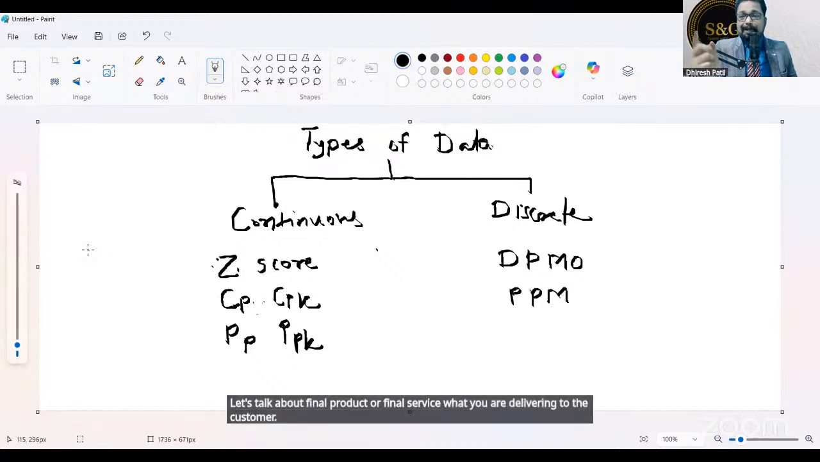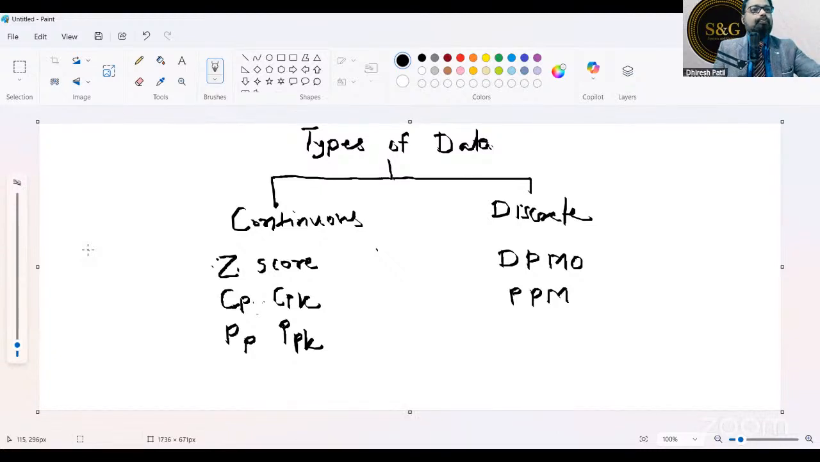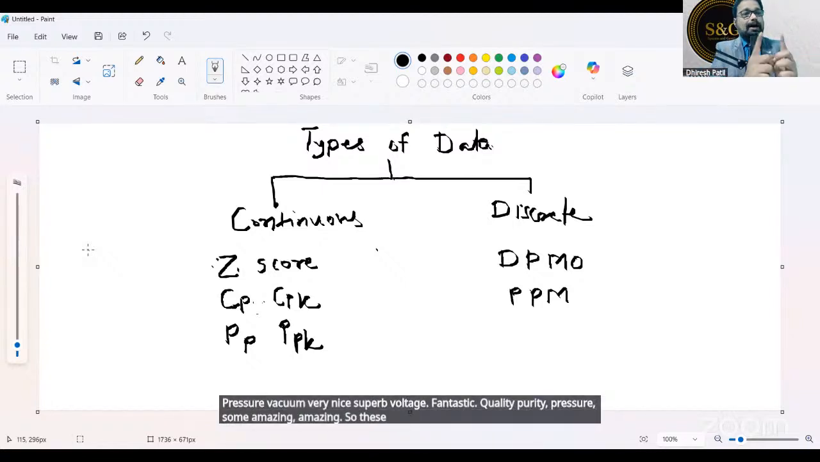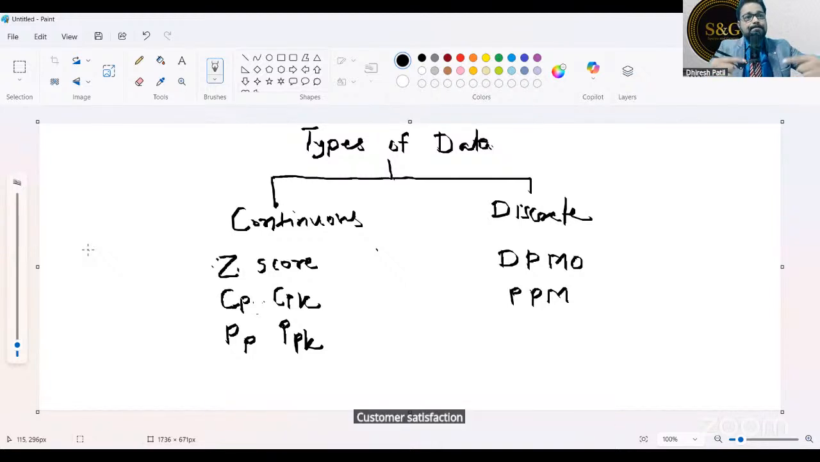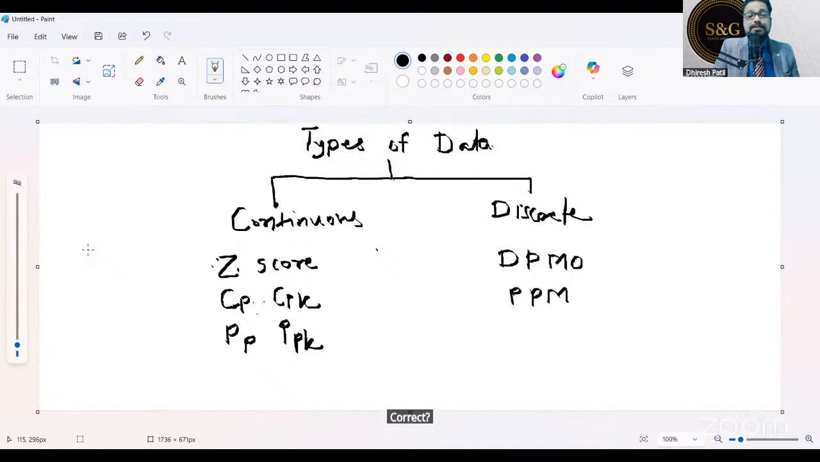Because process capability has got to do with the customer. Temperature, area monitoring time, fantastic. AHT, average call handling time, very good. Plating thickness, pressure, vacuum, very nice, superb. Voltage, fantastic. Quality, purity, pressure, amazing. So these are all continuous data which can be expressed in decimal. CSAT, customer satisfaction. Yes or no? Correct?